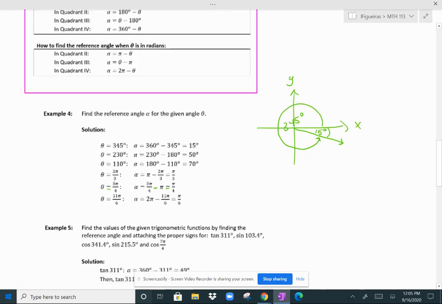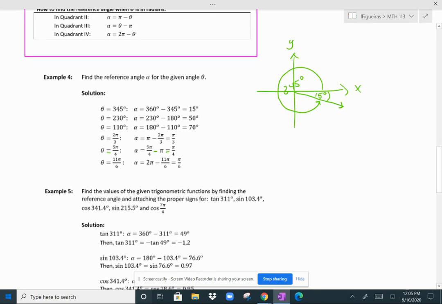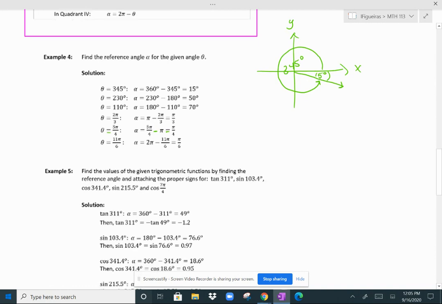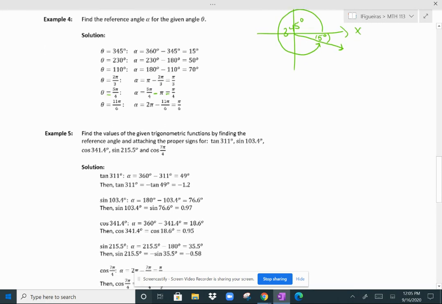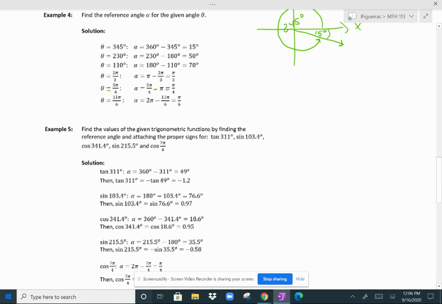Okay, so let's practice. We want to find the values of the given trigonometric functions by finding the reference angle and attaching the proper sign for each of the following. So this is just a different approach, and it's going to allow us to practice using these reference angles. So typically you could just pick up a calculator and evaluate the tangent of 311 degrees, and it will give you an answer.